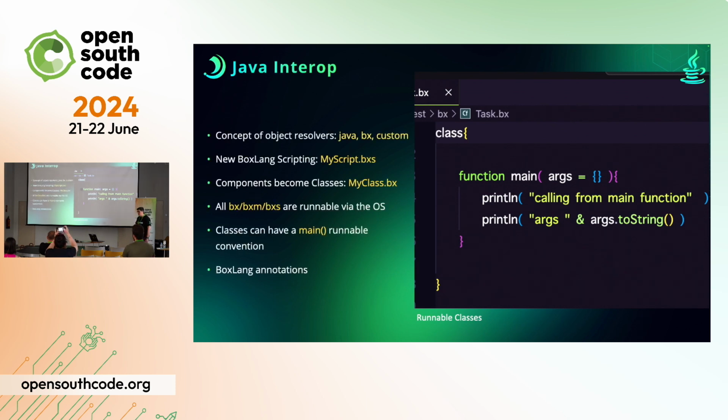We also have the ability for you to execute those main functions just like you're used to in Kotlin or Groovy or Java. You have the same in BoxLang. As long as you have a function called main, it's executable from the operating system or anywhere you execute it from. Even modules have main classes. So a module can actually be a CLI module, for example.